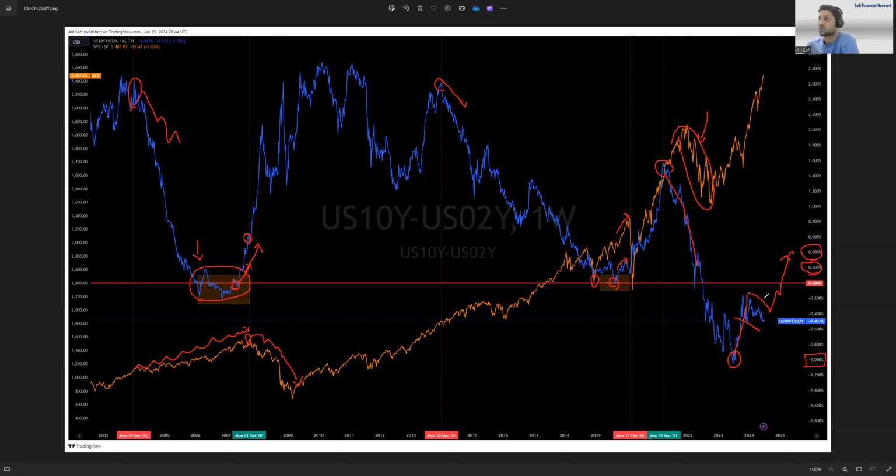So this is interesting. Still, we are not there yet, but everyone needs to keep an eye on this. When the yield curve is getting uninverted, we should see a very significant red flag in the market.